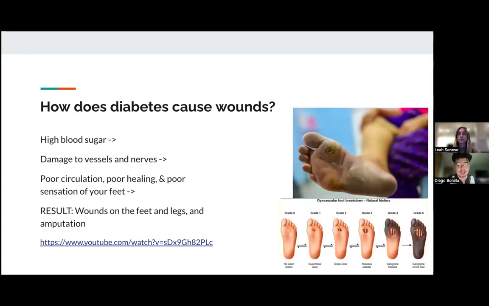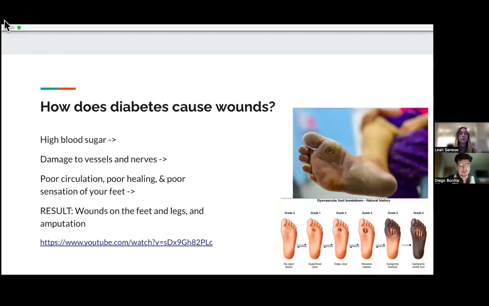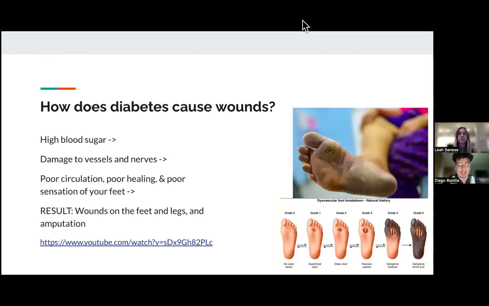So I wanted to transition into talking about wounds. For diabetes, having high blood sugar for a long period of time can cause damage to your vessels and your nerves. And this can cause poor circulation, poor healing, and poor sensation of your feet. Now, all 3 of these things can lead to wounds and injuries of your feet and your legs. And this can lead to issues such as infection, and the worst case scenario is amputation.